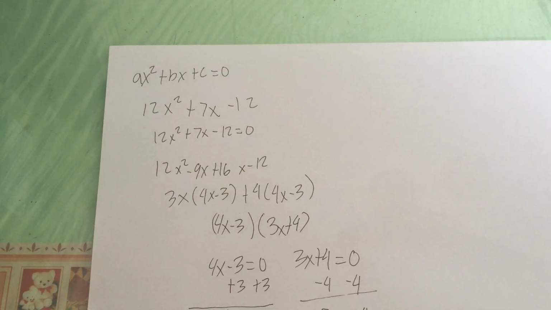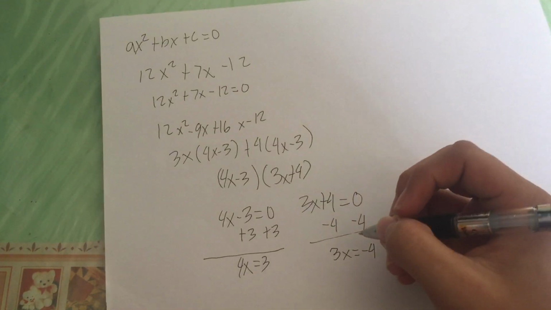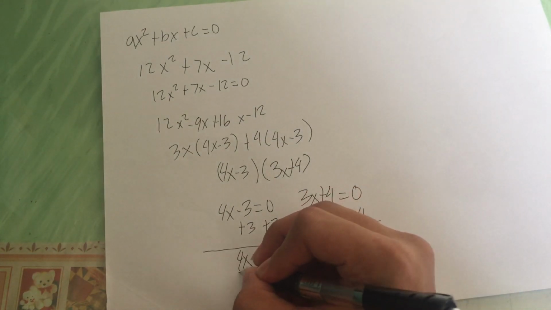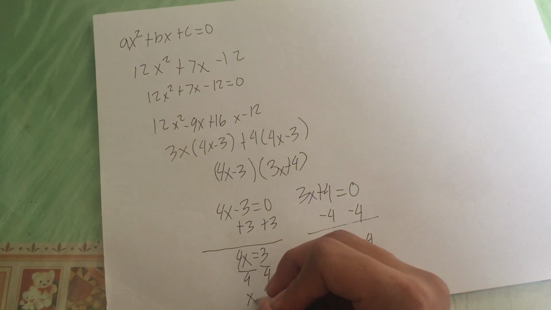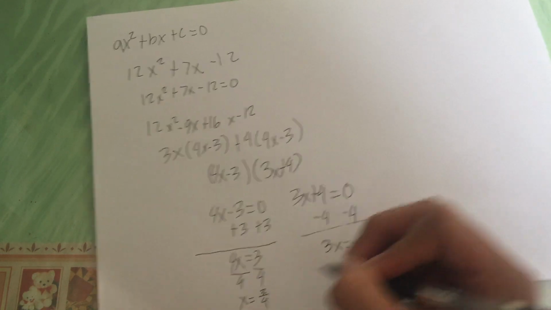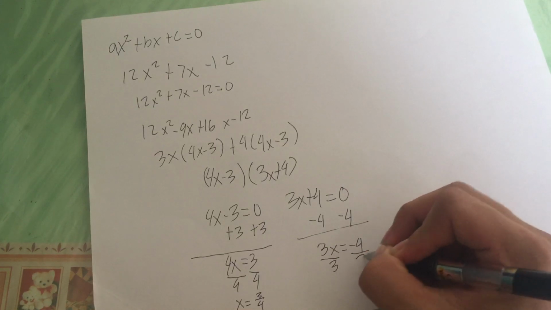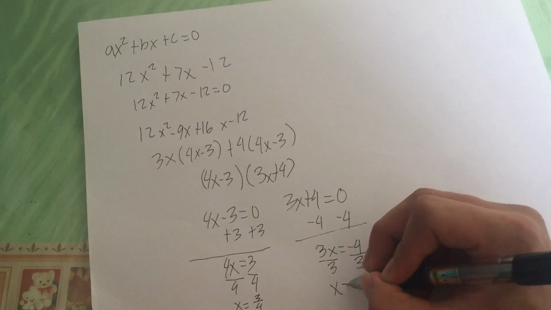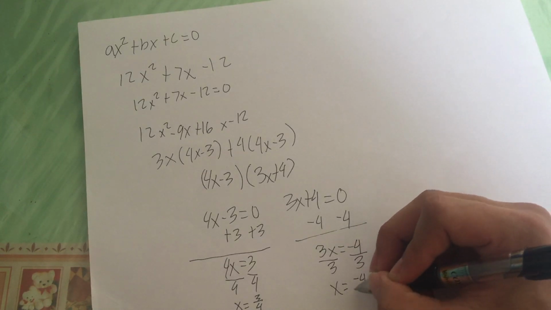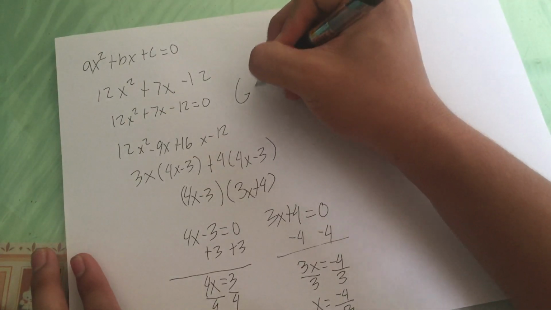And once you got the answer, you will divide them so that the x will be left. First, let's start on this side. Let's divide by 4 and 4, which will lead the answer to x equals 3 over 4. And here, let's divide by 3 and 3, which will then lead to our answer x equals negative 4 over 3. And that's GCF.